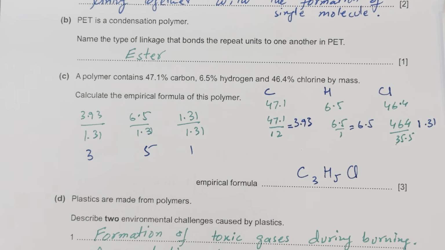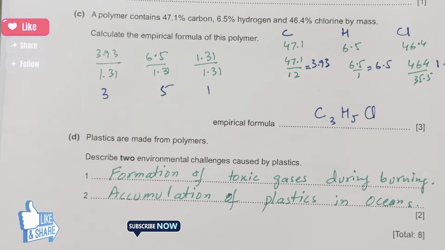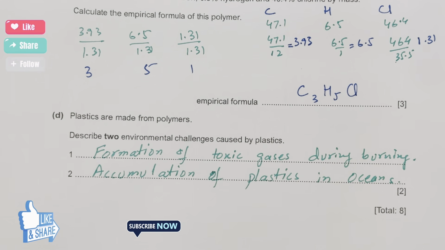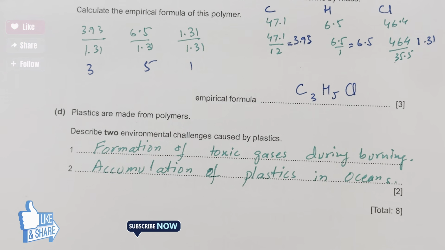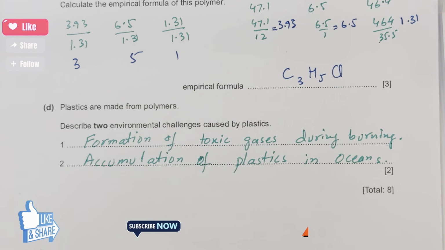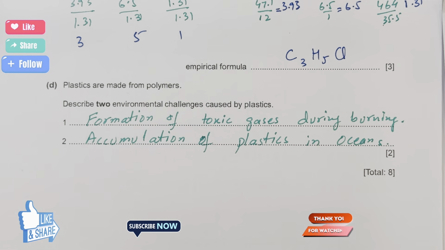Now the last part of the last question, D. Plastics are made from polymers. Again, this is a repeated question. Describe two environmental challenges caused by plastic: formation of toxic gases due to burning, and accumulation of plastic in oceans that would destroy aquatic life. So this is how we have done our question paper.